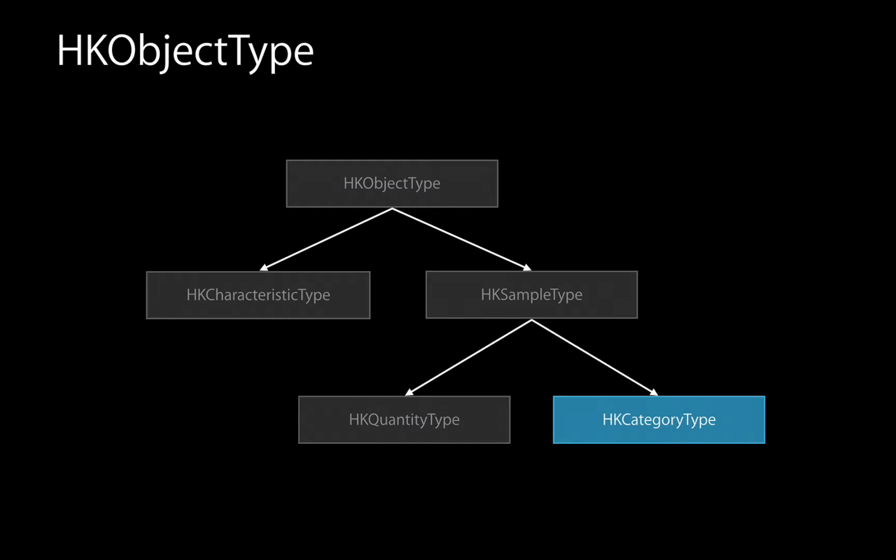Let's talk about how you would create an instance of an HK object type. Every type has its own type identifier. You cannot create your own types or type identifiers, but it's important to understand how they're structured so that you can use autocomplete to your advantage. Here we have our identifier for heart rate. The first part of the identifier is which object type subclass it represents. As you can see, heart rate is a quantity type. The second part of the identifier is the type name, or what you would call the type.